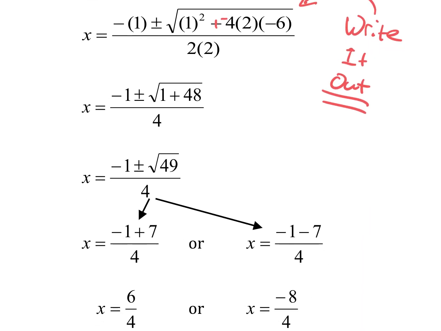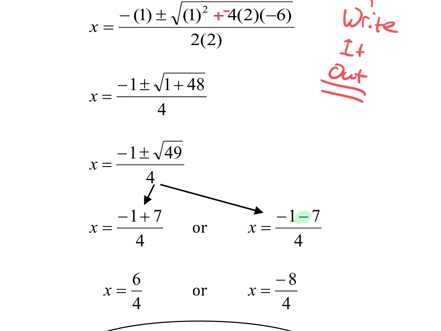Now, what does this mean? Well, this means we have 2 expressions. This is worth 2 things. We have the positive version. So we have negative 1 plus the square root of 49. Square root of 49 is 7. And then we have the minus version, negative 1 minus 7. Right? And all over 4.